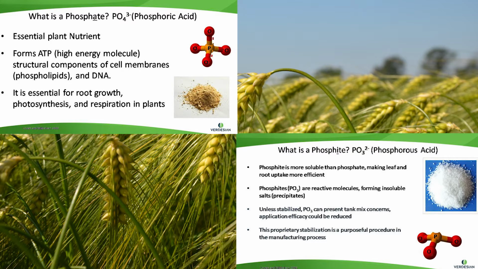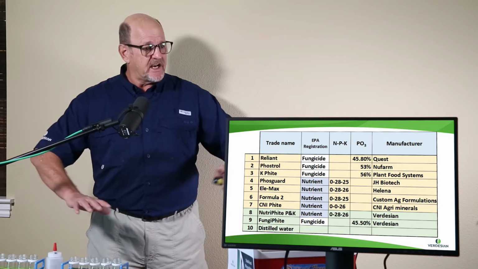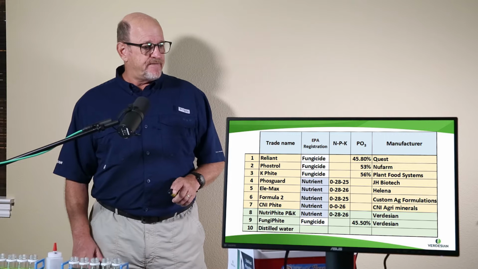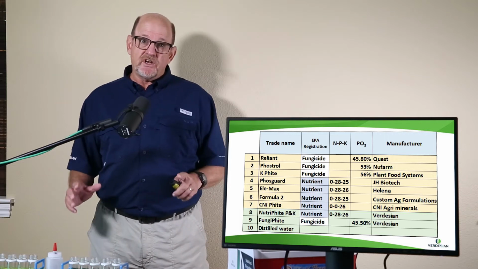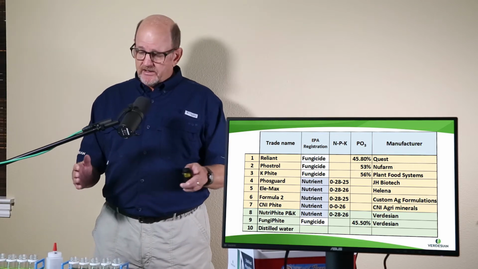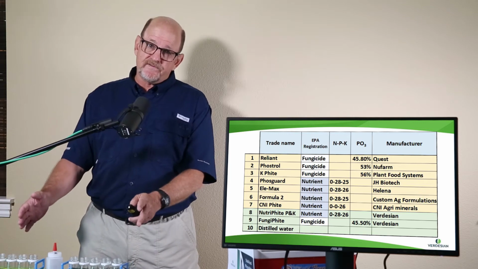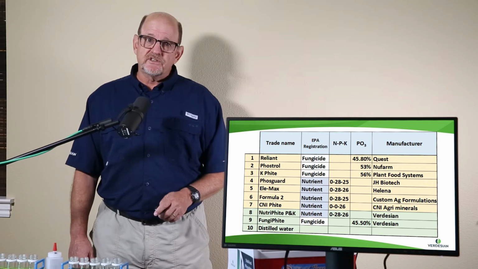What I'm going to be doing today is having a look. I've gathered 9 different phosphites in front of me here. I have 4 fungicides and I have 5 nutrient-registered phosphites. So in front of me, I have the 9 phosphites and a control, which is going to be distilled water.